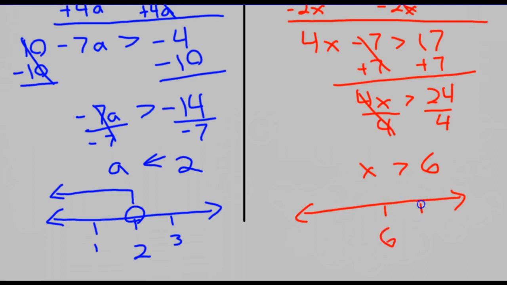So 6, 1 greater is 7, 1 less is 5. We have an open circle at 6, pointing to the right.